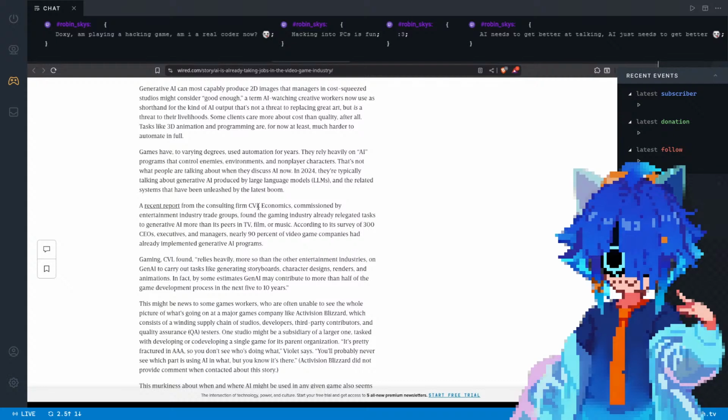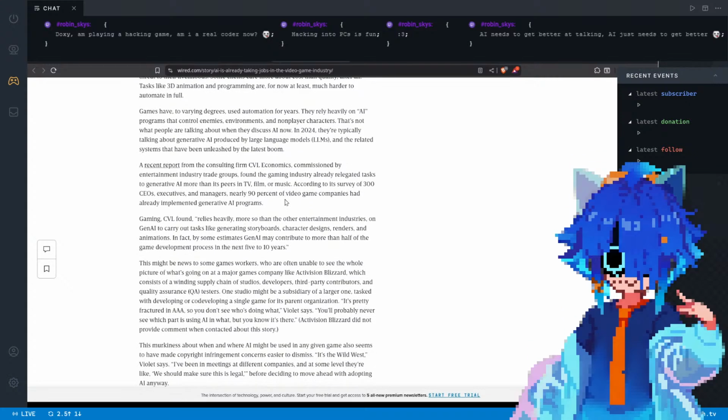There's been some impressive stuff in the 3D model generation stuff, although I guess 3D animation is still a long ways off. Games have to varying degrees used automation for years. They rely heavily on AI programs that control enemies, environments, and non-player characters. That's not what people are talking about when they discuss AI now.